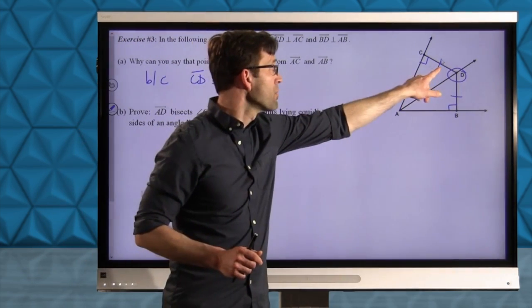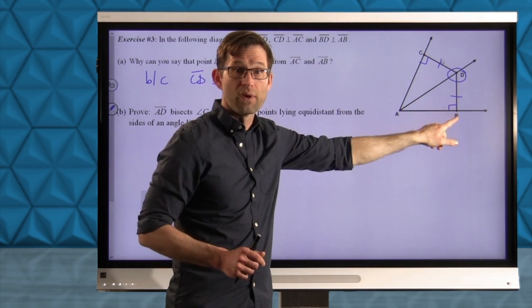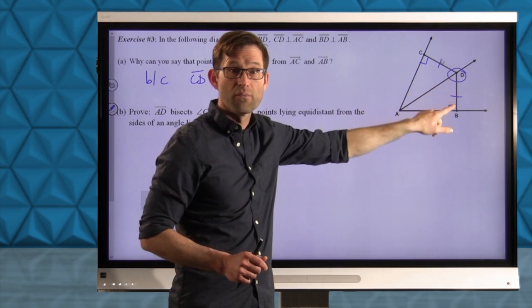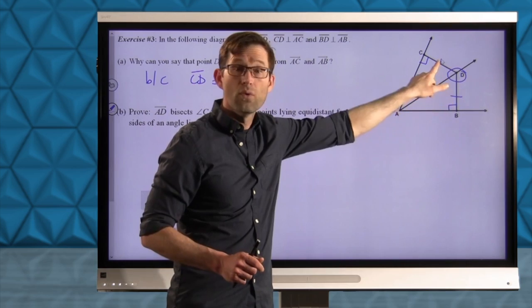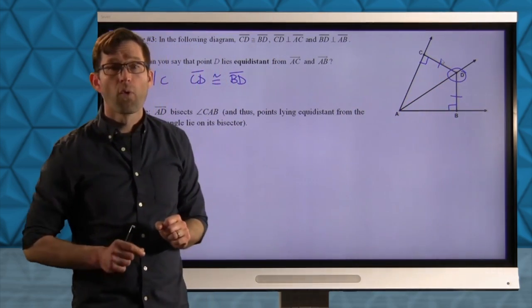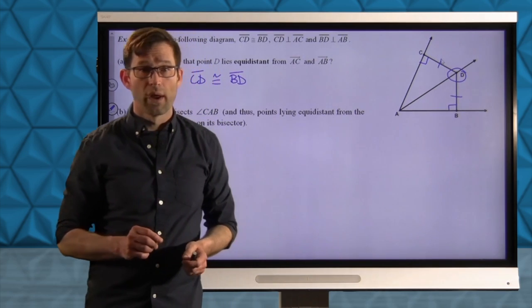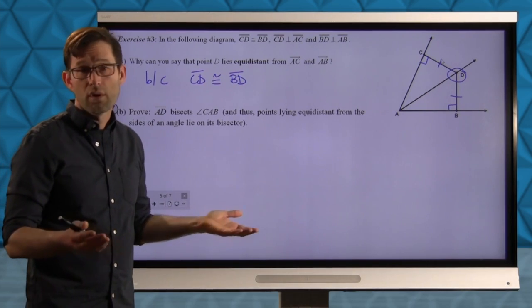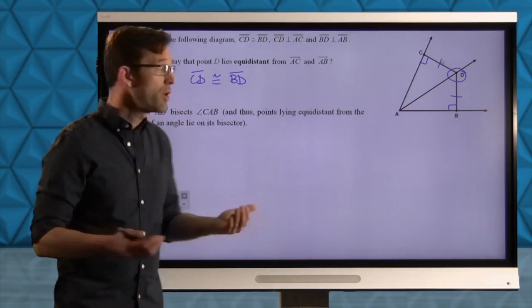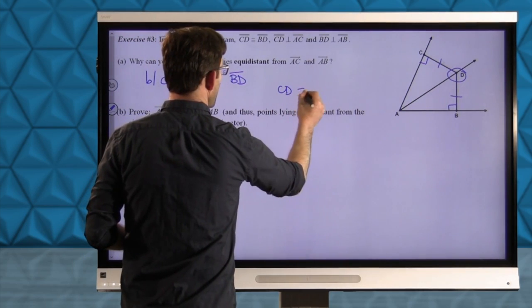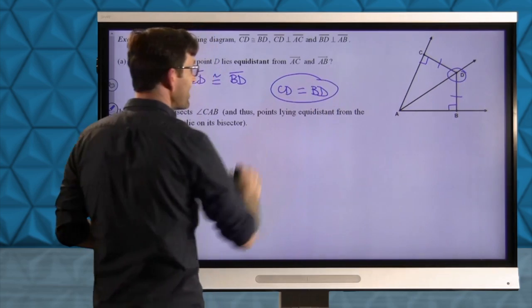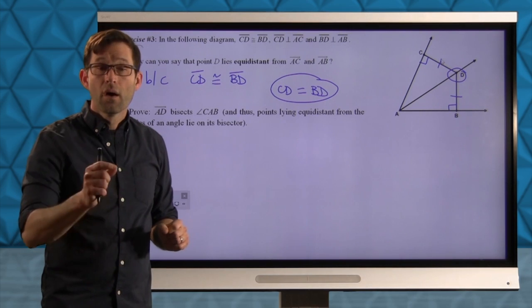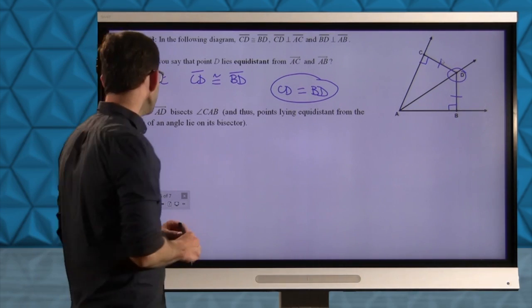So, since this is a perpendicular segment to that ray, and this is a perpendicular segment to that ray, this is the shortest distance from D to ray AC, and the shortest distance from D to ray AB, and those two segments have the same length, and therefore point D is equidistant from those two rays. But at the end of the day, it's as simple as saying, because CD and BD are congruent. You could also say because CD and BD have the same length, or you could even say because CD is equal to BD. I like that too, because that is literally the distance between C and D and the distance between B and D. All right, now let's take a look at part B.